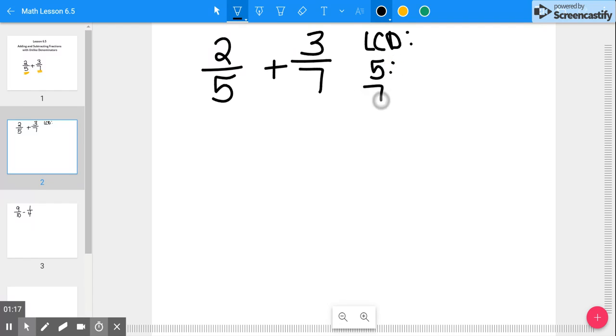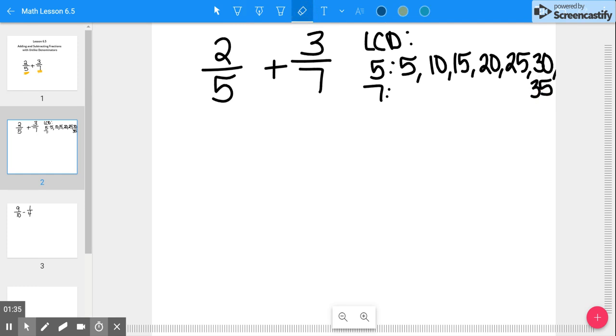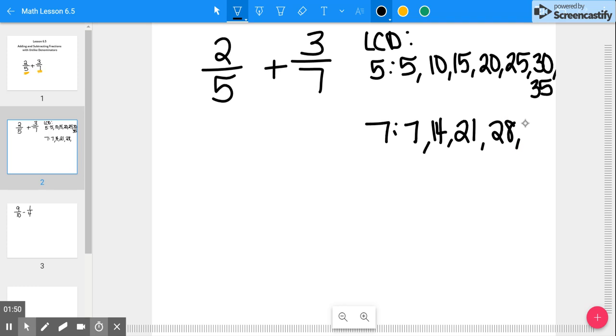So I have 5 and I have 7. So 5 times 1 is 5, times 2 is 10, times 3 is 15, times 4 is 20, times 5 is 25, times 6 is 30, times 7 is 35. Now I'm at 7. 7 times 1 is 7. 7 times 2 is 14. Times 3 is 21. Times 4 is 28. Times 5 is 35. And I have a common multiple here. I have 35 and I have 35. So I'm going to make my new denominator 35.